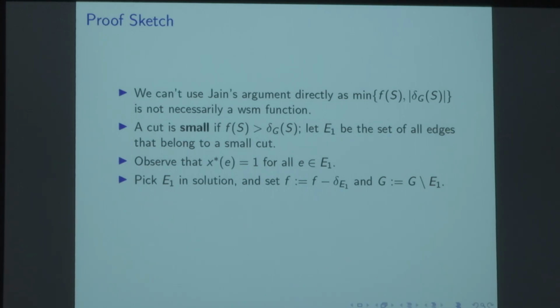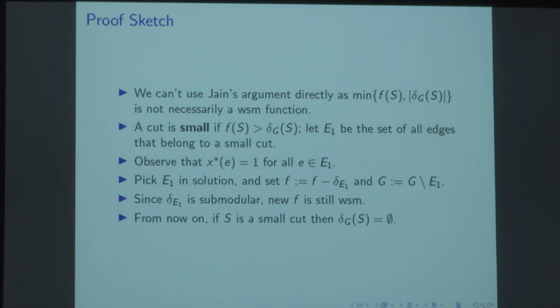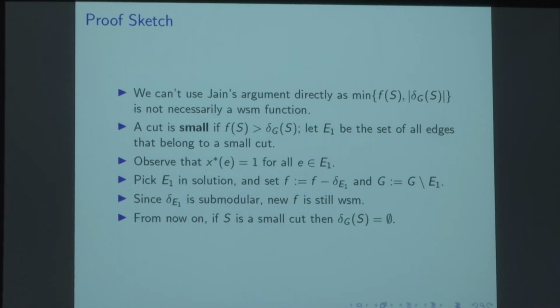And so from now on, we will work with this graph, where if there is a small cut, then it's basically empty, like there are no edges going across this particular small cut, right? Because we have already removed all the edges of the small cut and updated my function value. Okay, good. Any questions here?